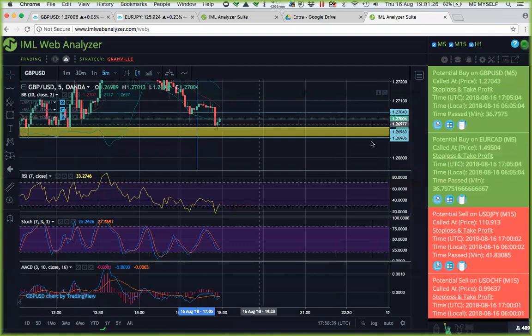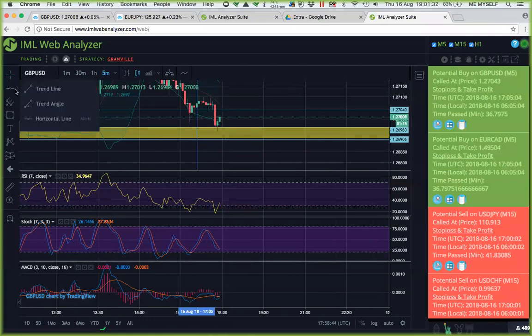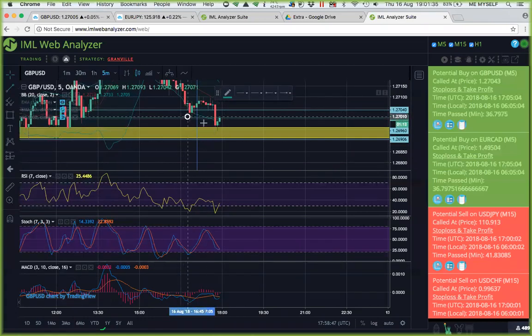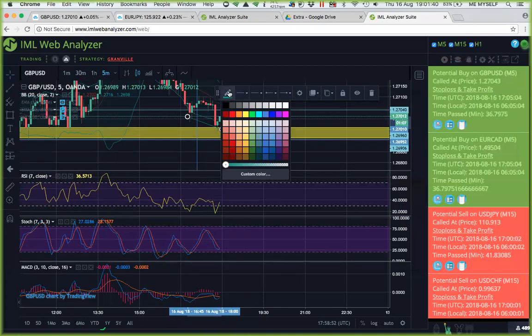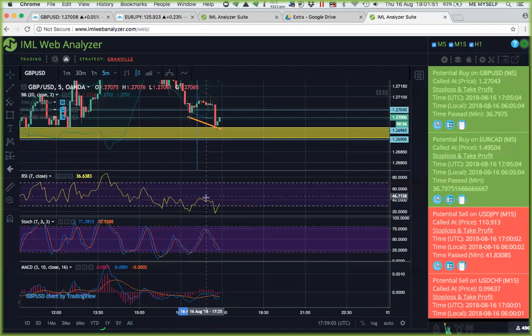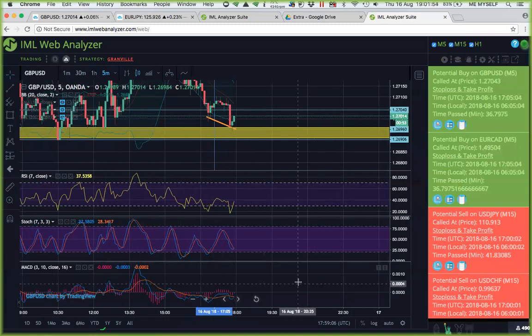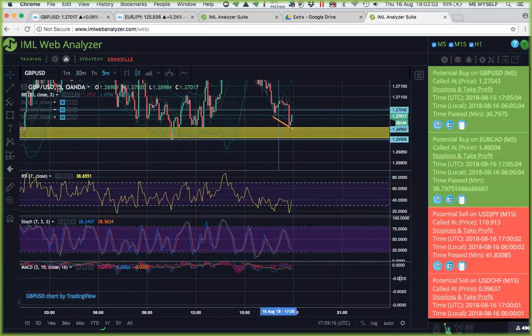The next thing I want to see is divergence on either RSI or MACD. So what is divergence? As I was explaining before, divergence is when price gives us a lower low here, and then our indicator, in this case our MACD, gives us a higher low.